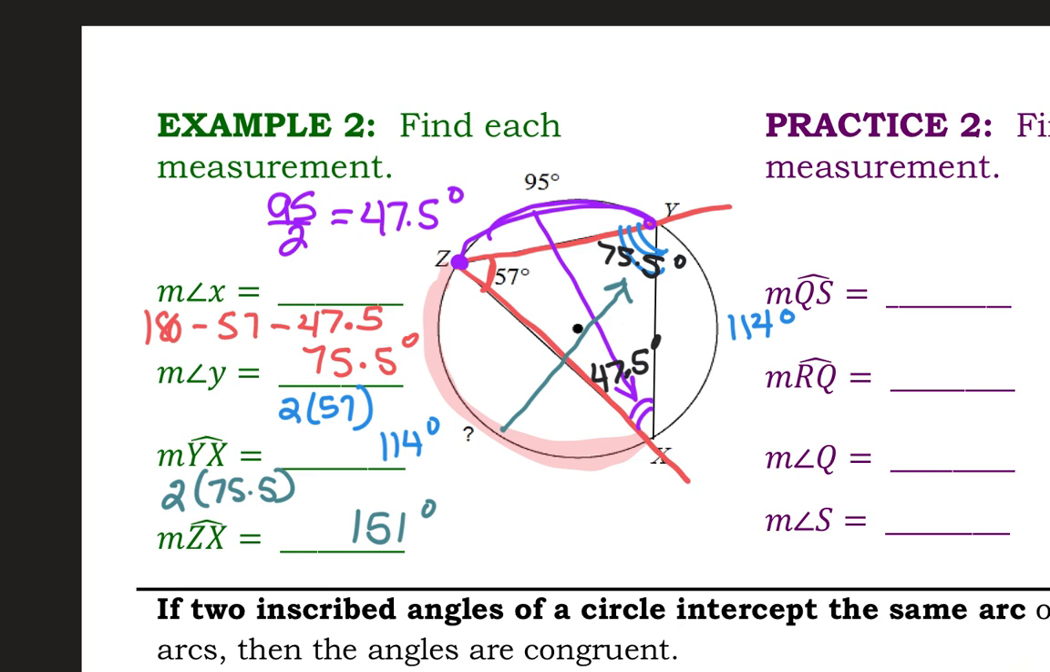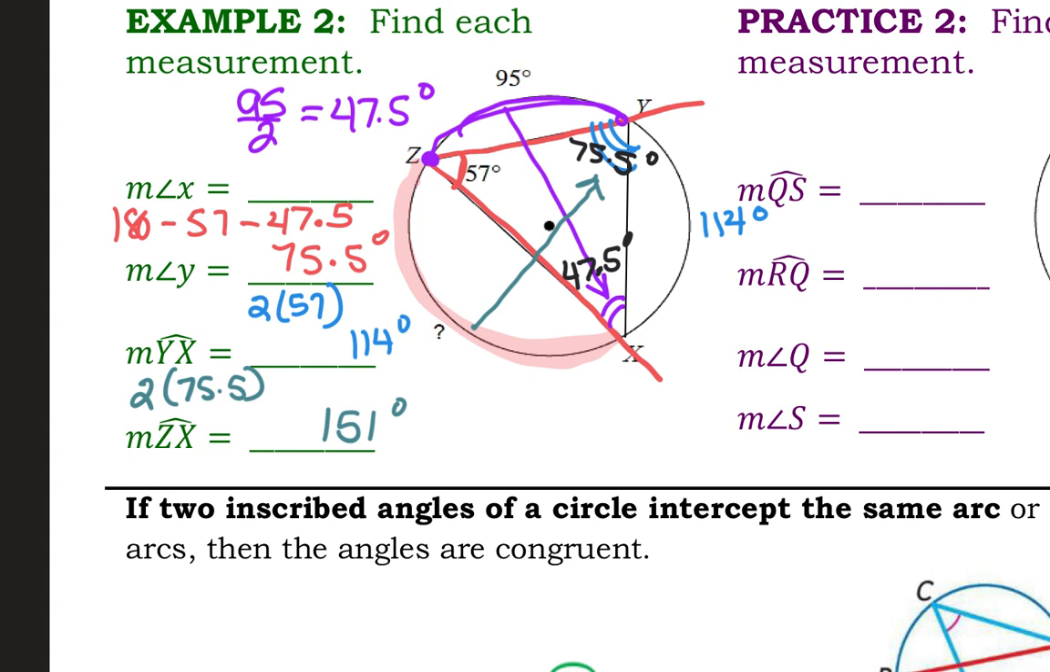All right, so we did want to see what would we get if we subtracted it from 360. If you wanted to do it the other way, we could have done 360, take away 114, and then take away 95. And we should have come out with that exact same answer, okay? So that would have been the other way to do it.